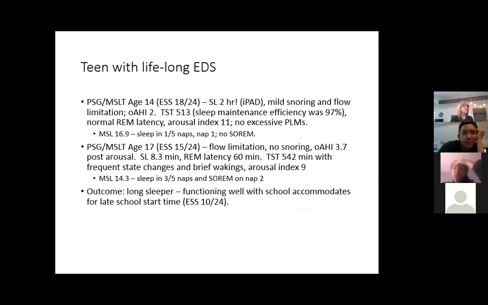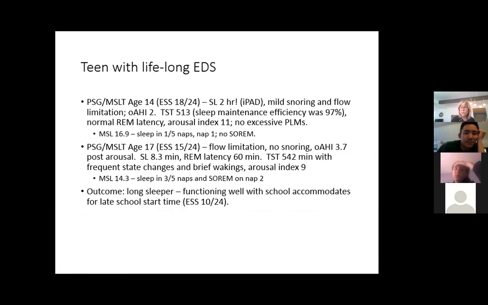His sleep latency was 2 hours. Damn it, they didn't take his iPad away. The staff, I don't know why they do that. He had a little snoring, a little flow limitation. His apnea-hypopnea index wasn't very long. But his sleep maintenance efficiency was 97%.